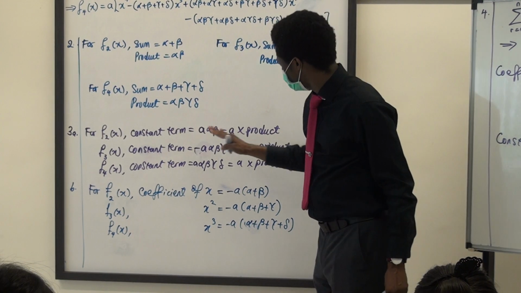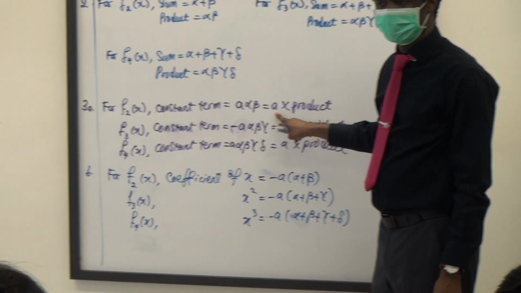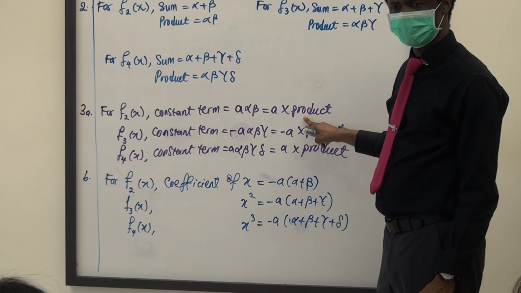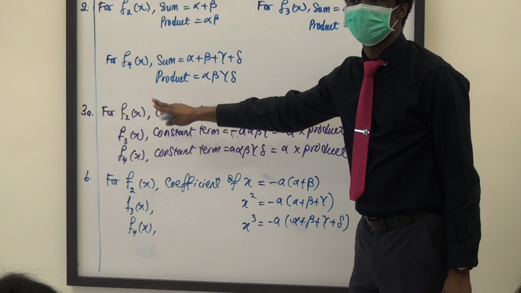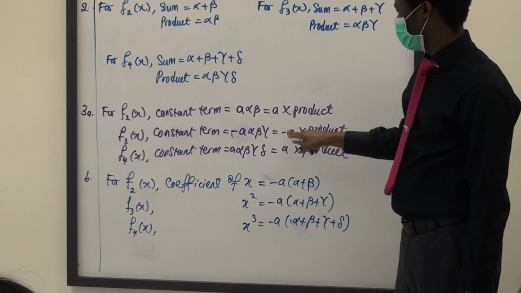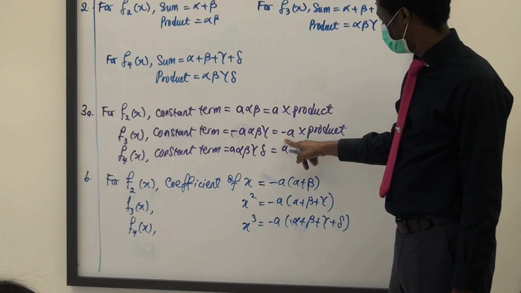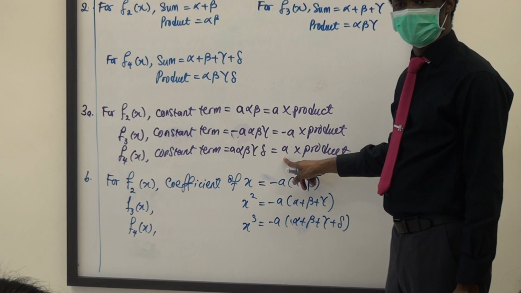The constant term in the first one is this same A again times the products in the first one. This is a polynomial of degree 2. In the polynomial of degree 3, similar, but just change in sign. In degree 4, it's similar, change of sign again.